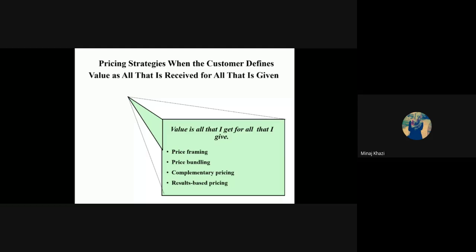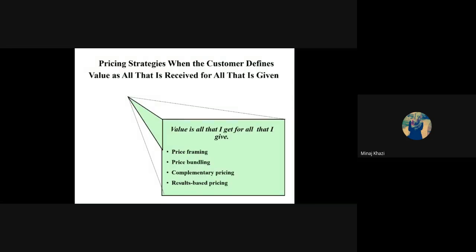Different sets of services which are interlinked are provided at a particular price. So if you buy a phone, you know you need a SIM, a service provider. Plus, if something happens to the phone, there needs to be a warranty on the phone. So whatever is needed when you are buying a phone, everything is bundled and sold at a particular price. That is price bundling.